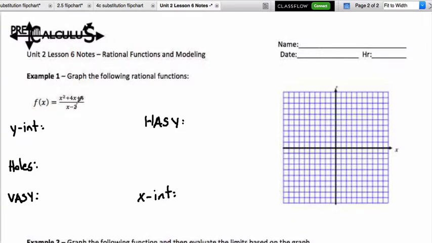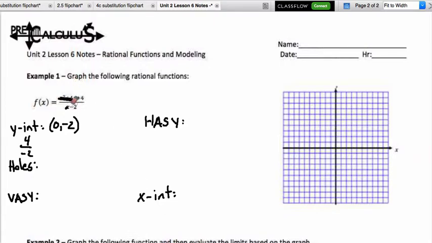Okay, y-intercept. Now remember, we're just plugging in 0 to find it. So we're going to take 0 for x and plug in zeros here. Well, that pretty much gets rid of all of that, so don't cross out yours, I can erase mine. So we just have 4 over -2. Well, 4 over -2 is going to give me -2.